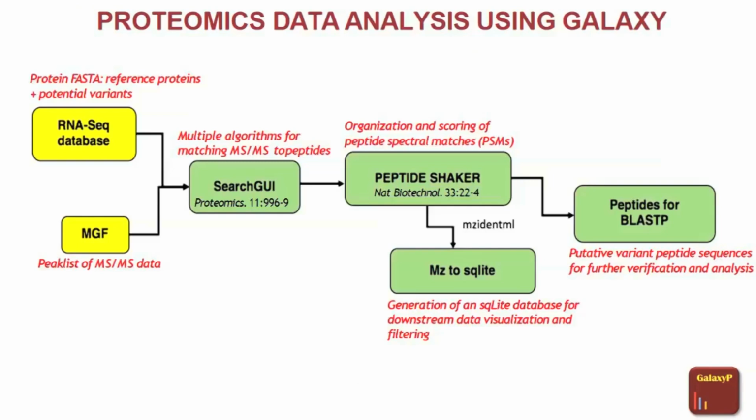So, the second part here is you have your protein FASTA generated from your RNA-seq database. You have your MGF files which you have acquired from the same data, and now you search it with a tool called Search GUI, which has at least 9 different search algorithms in it. So, it helps you to identify peptide spectral matches, and then it uses PeptideShaker to perform both FDR analysis as well as protein grouping. And then there is another tool called MZ to SQLite that is used to perform further analysis. And it also generates peptides so that you can perform BLAST-P analysis.